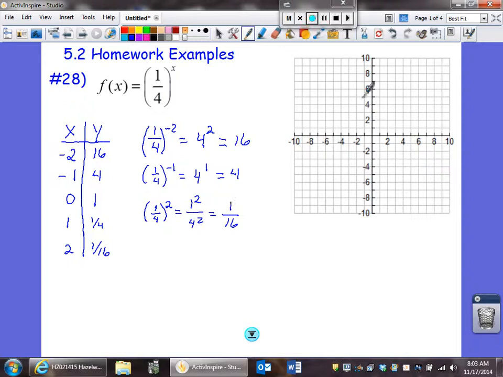So -2, 16 is off my particular graph. I could redraw it myself, but I'm going to use the graph paper that I have, which is, I'm going to go to -1, 4, and 0, 1, and 1, 1/4, and 2, 1/16. As I continue to pick numbers across here, they will barely be above 0. Barely. They'll be riding this x-axis all the way out.